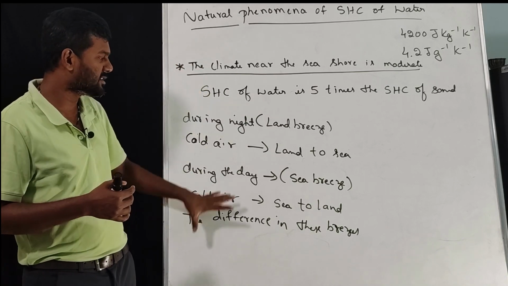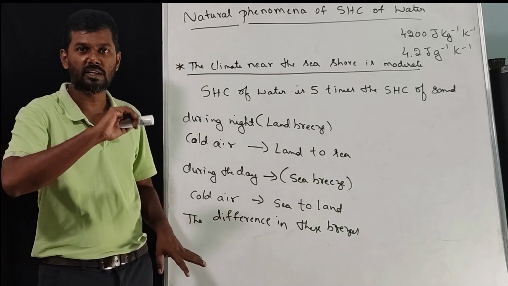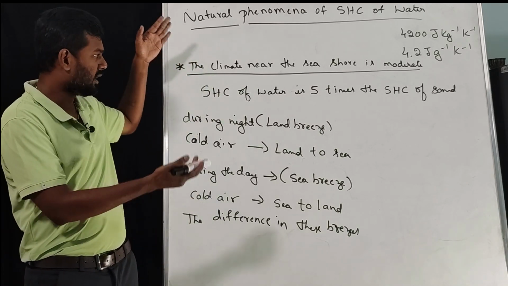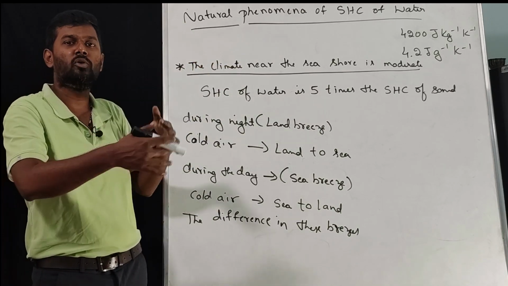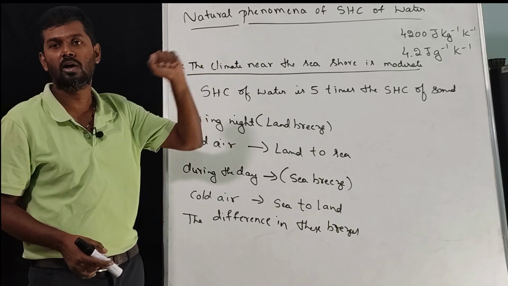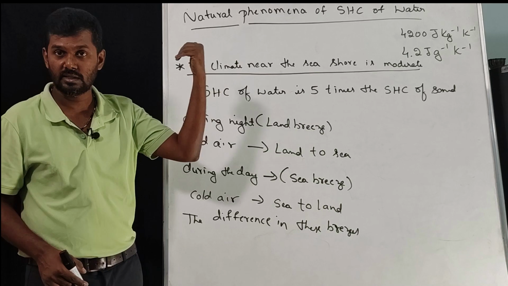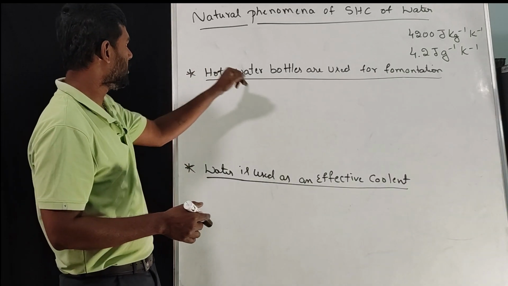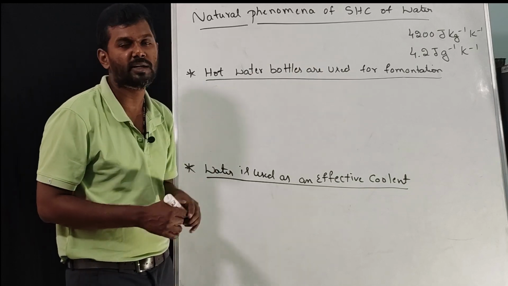Whatever give reason questions we are going to solve, we are going to skip them during the theory questions. Why? Because we are learning them here, right? We are learning in depth. So we are not going to answer give reason questions based on natural phenomena of the specific heat capacity of water again. The next phenomenon: hot water bottles are used for fermentation.